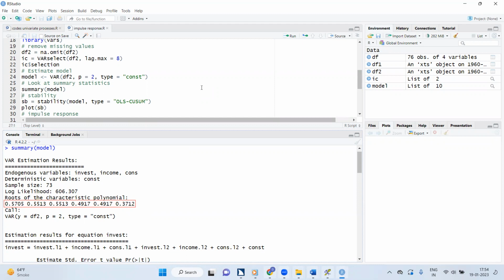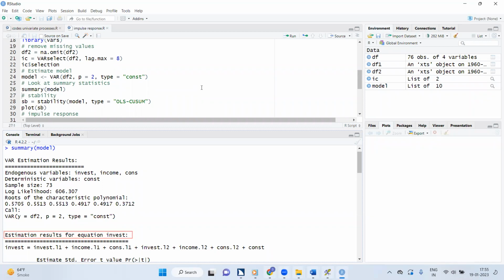You see, all the roots are less than unity. So the way R calculates roots, they have to be less than 1. Right? Other software, they do it the other way. But I think most of the software present the information in such a way that if these roots are less than 1, then fine, else there is a problem.